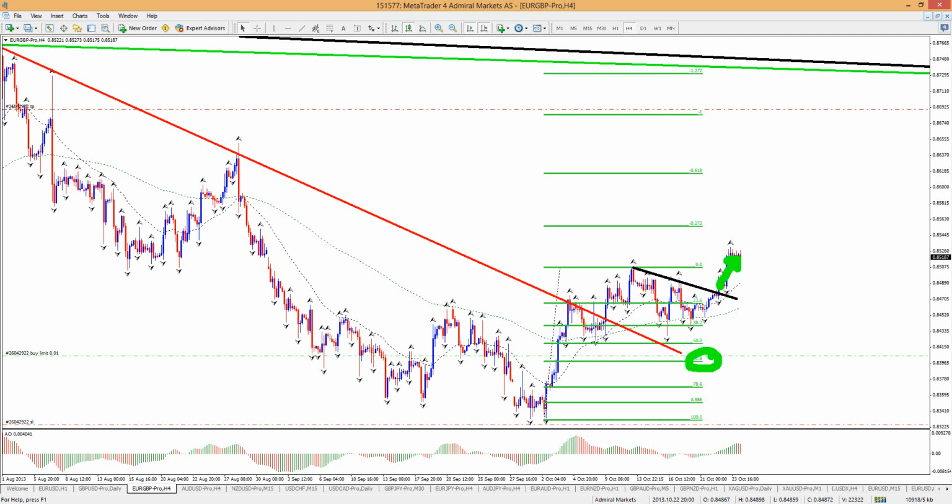At the moment, I don't see really anything that is tradable for me on the euro pound. Not right here, right now, because we just broke out. Maybe the only thing that pops in mind is a bounce off this trend line here for continuation upside. That could make sense. But let's see.